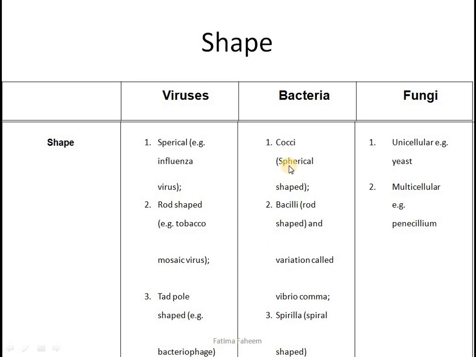Bacteria, on the other hand, again have three kinds of shapes: cocci, which are spherical; bacilli, which are rod-shaped; then we see vibrio, which are comma-like; and spirilla, which are spiral-shaped. Fungi are again of two types: unicellular, the example of which is yeast, and multicellular fungi also. The examples are many: Penicillium, Rhizopus or bread mold that we have previously seen in the slides, and mushrooms.